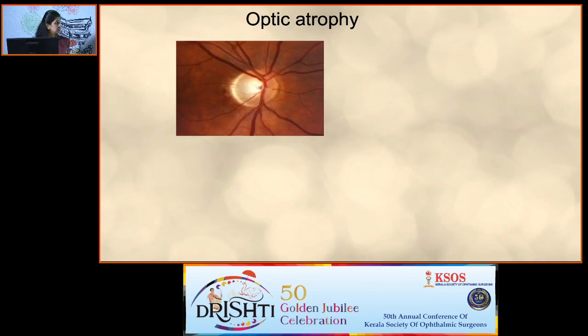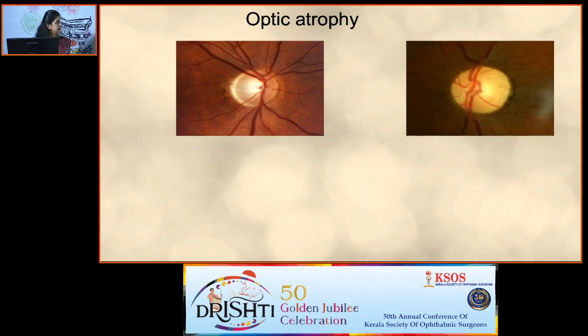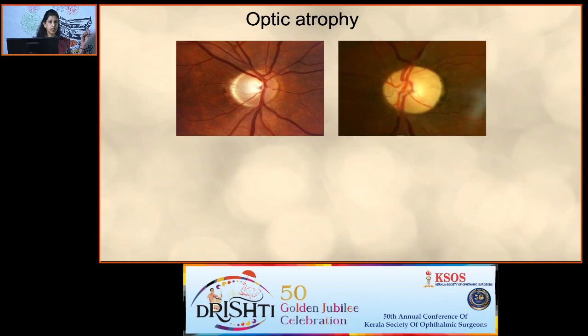Can you tell me what this is? You can see there is only a pallor involving the temporal aspect of the disc. So this is a case of temporal pallor. So that would be partial optic atrophy. And this is a totally white disc, pale disc. The margins are well defined. The vessels look normal. So this would be a case of primary optic atrophy.